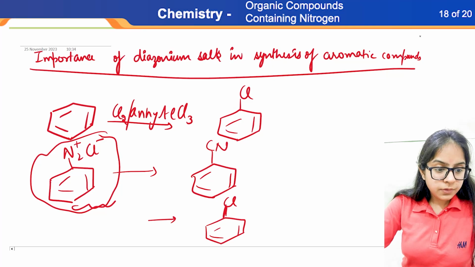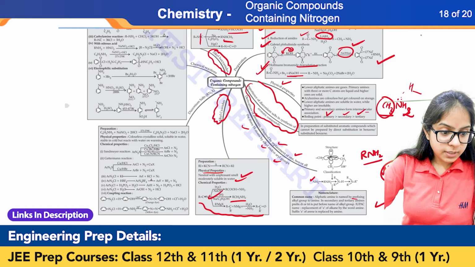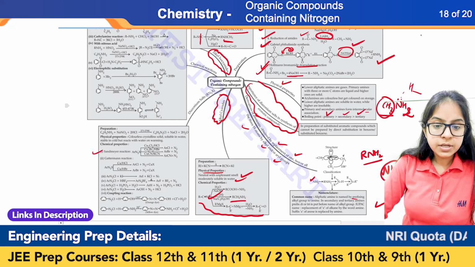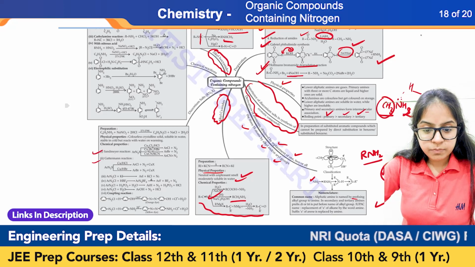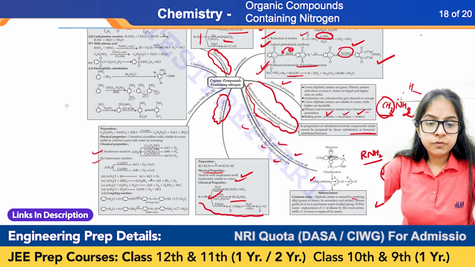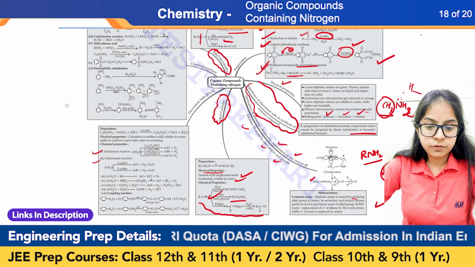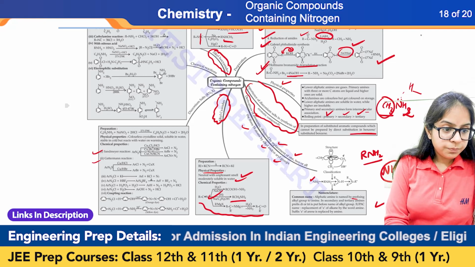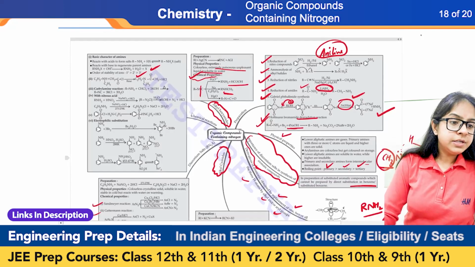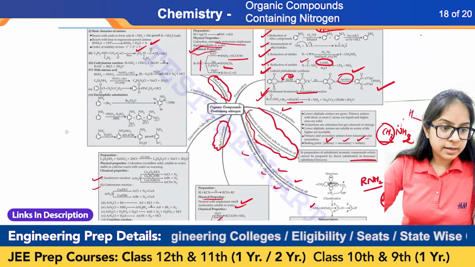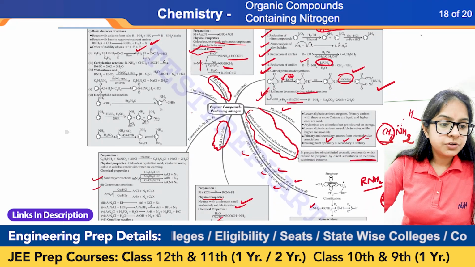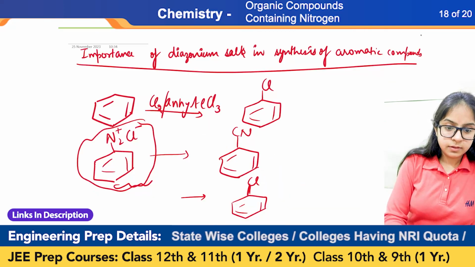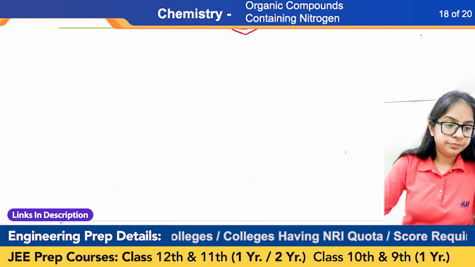Now the next, I am going to show you the Sandmeyer's reaction and Gattermann's reaction. By direct substitution, the substituted aromatic compounds cannot be formed. You can use the diazonium salts for the formation of substituted aromatic compounds. First I am going to show this reaction, the acetylation of amines.